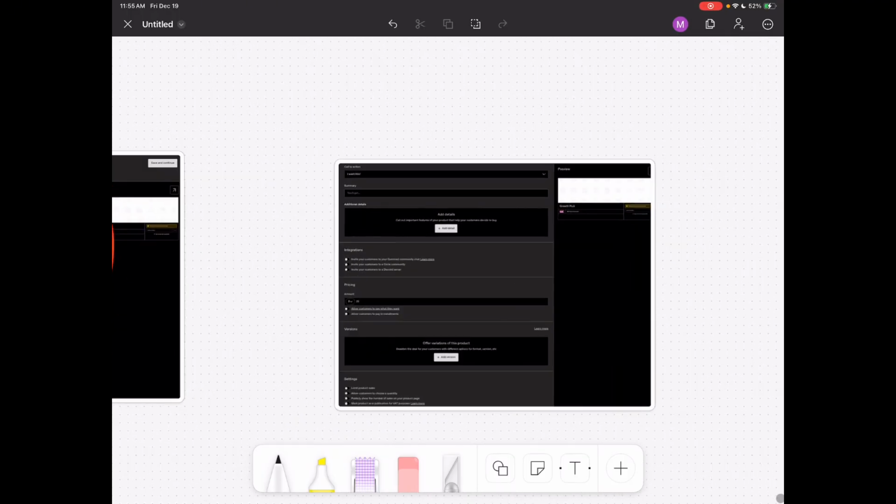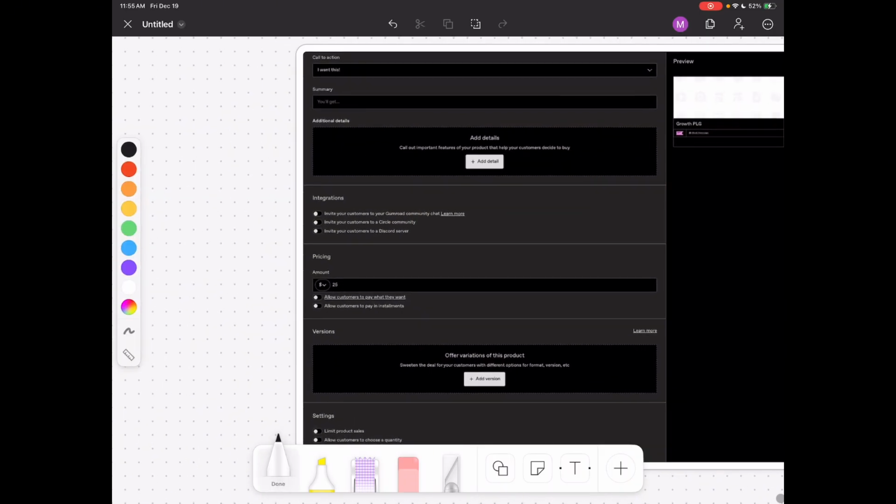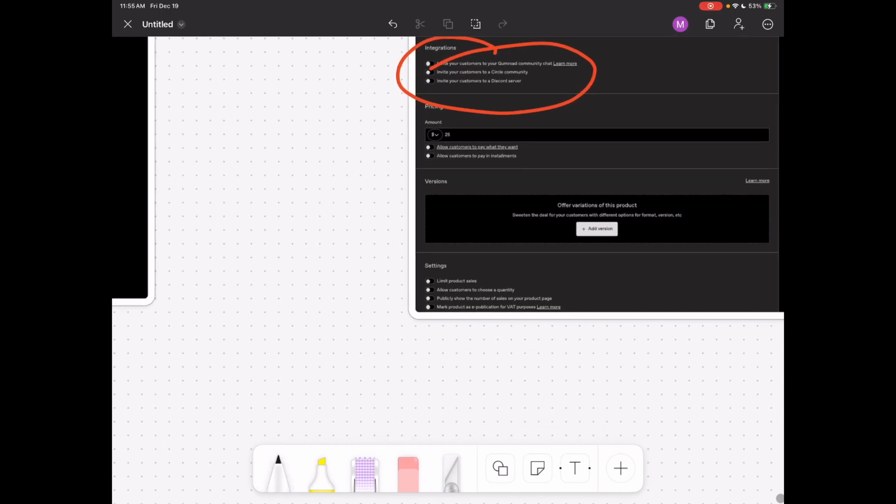One other thing that I really like is they've added this integrations tab. Now that tells me Gumroad actually realizes that community is a very, very big part of selling a product, and they've made it easy to do that. So for that realization, I think that's really great.